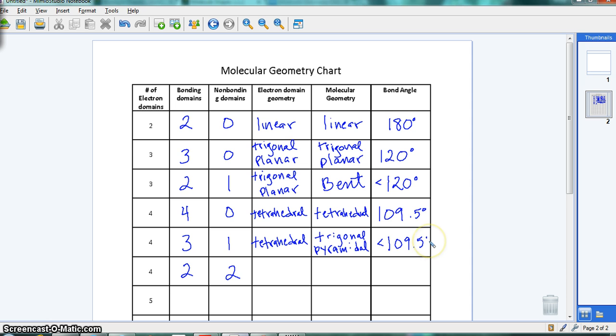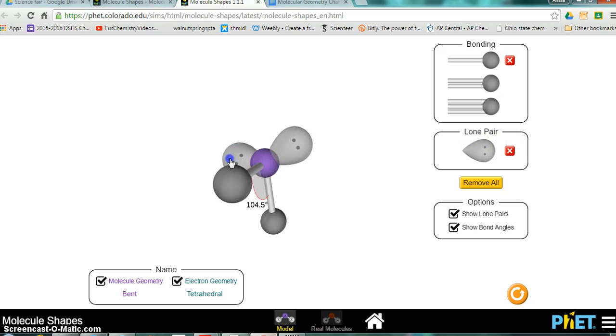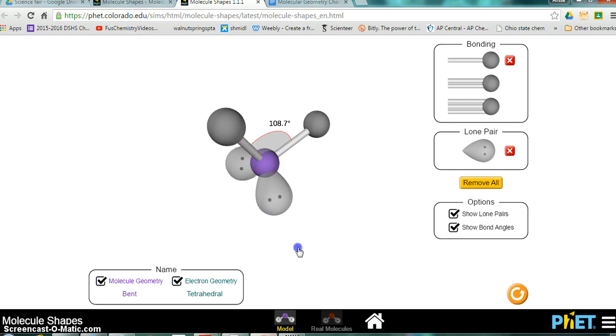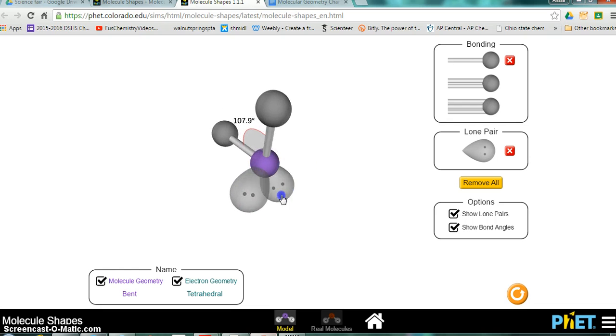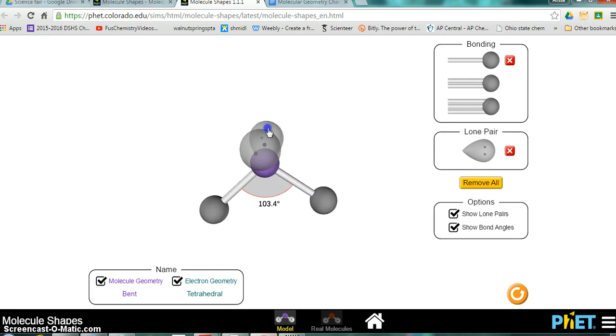Okay, and then our next one, back to our model, take off a bond, add another lone pair. So you can see the 4 groups are still evenly spread out around that central atom, but this time our molecule is bent. So we have 2 different types of bent molecules, one with 4 groups and one with 3 groups.